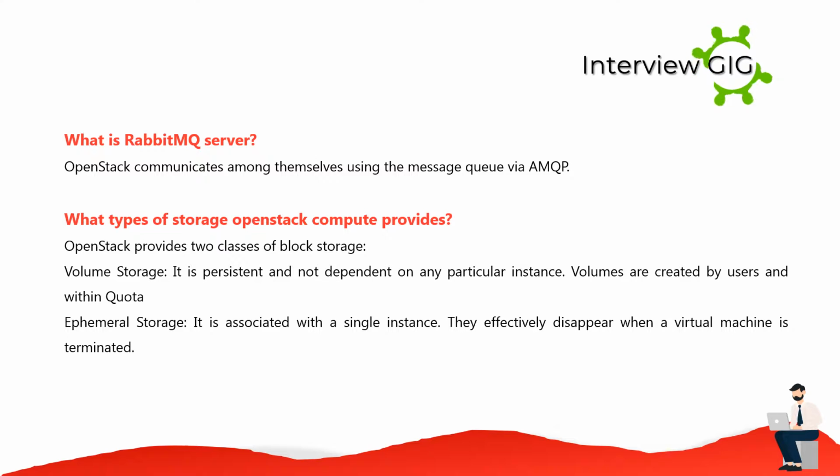What types of storage does OpenStack Compute provide? OpenStack provides two classes of block storage. Volume storage: it is persistent and not dependent on any particular instance. Volumes are created by users and within quota. Ephemeral storage: it is associated with a single instance. They effectively disappear when a virtual machine is terminated.